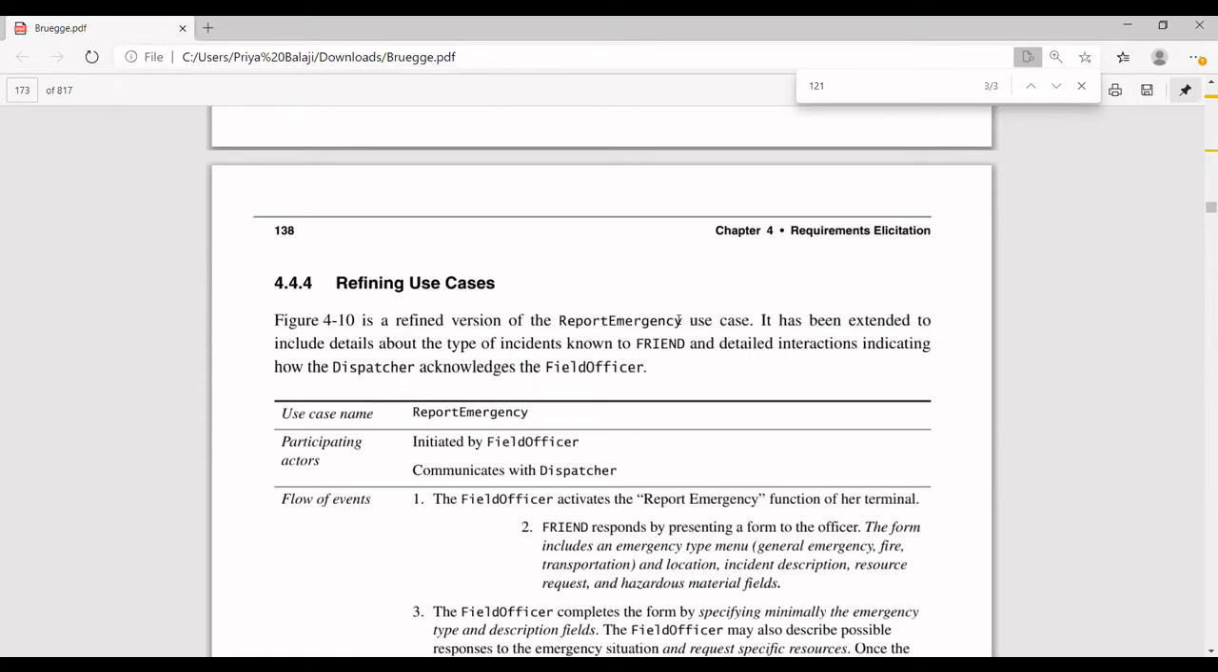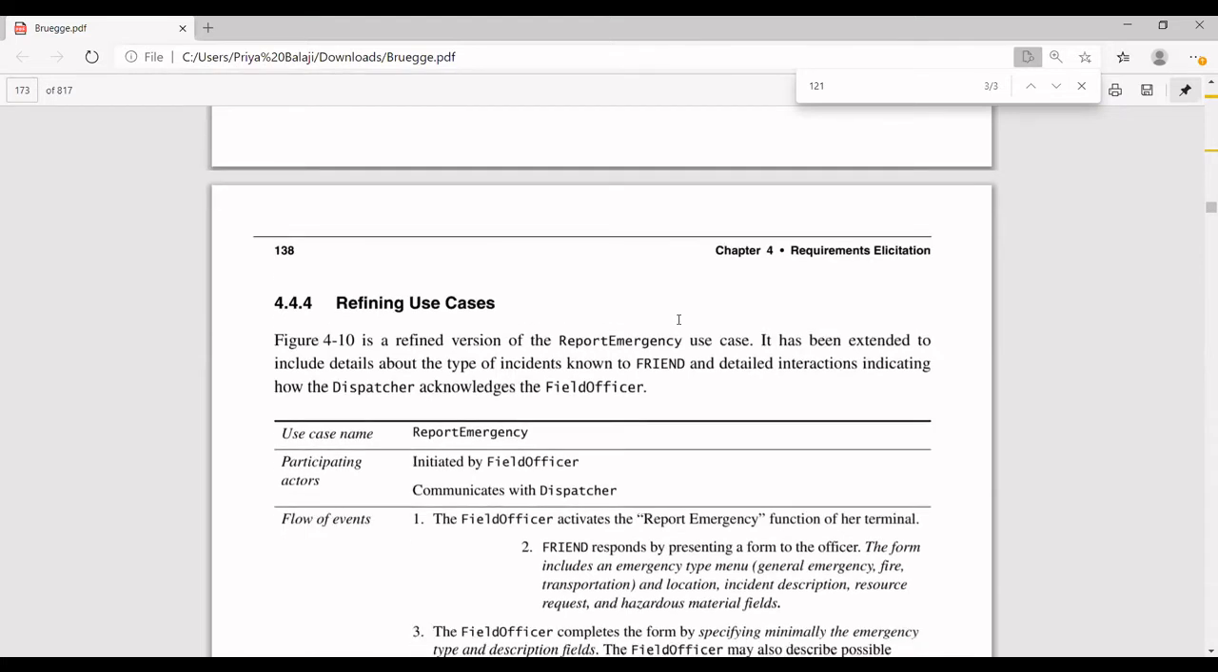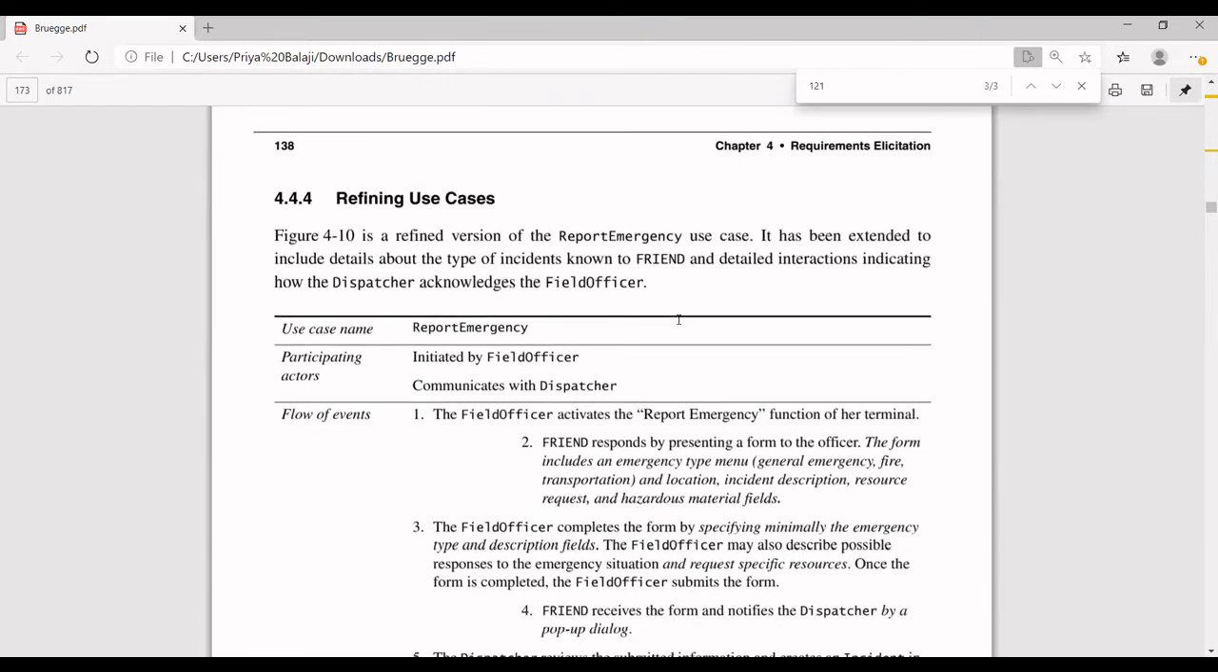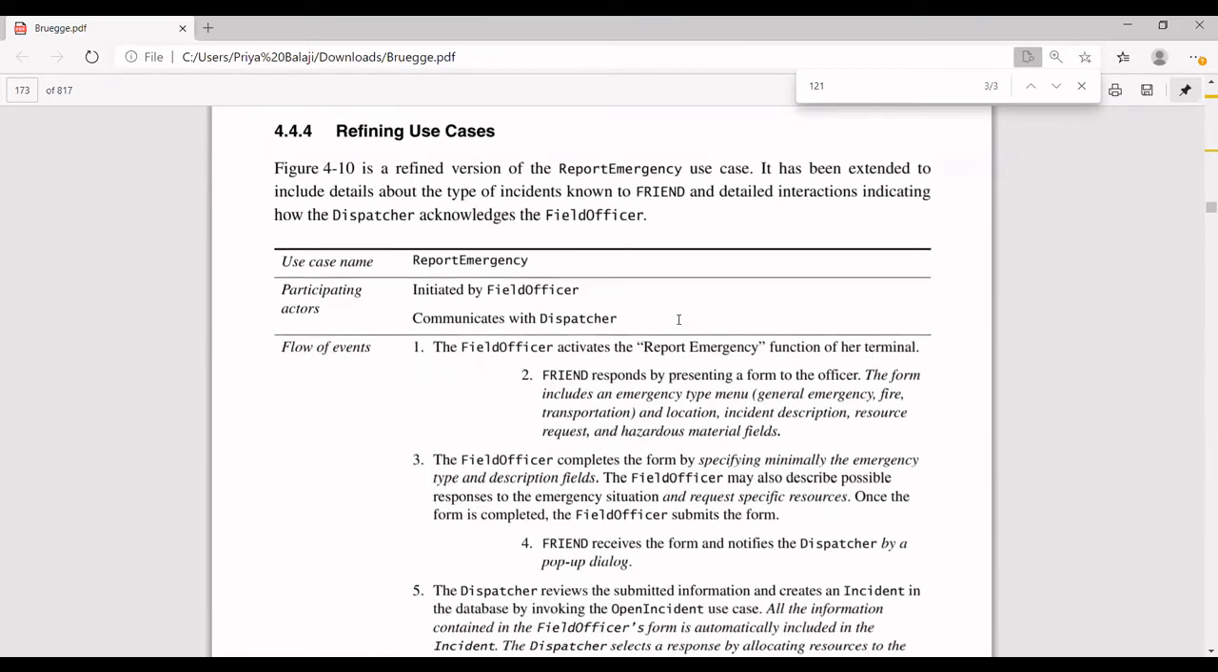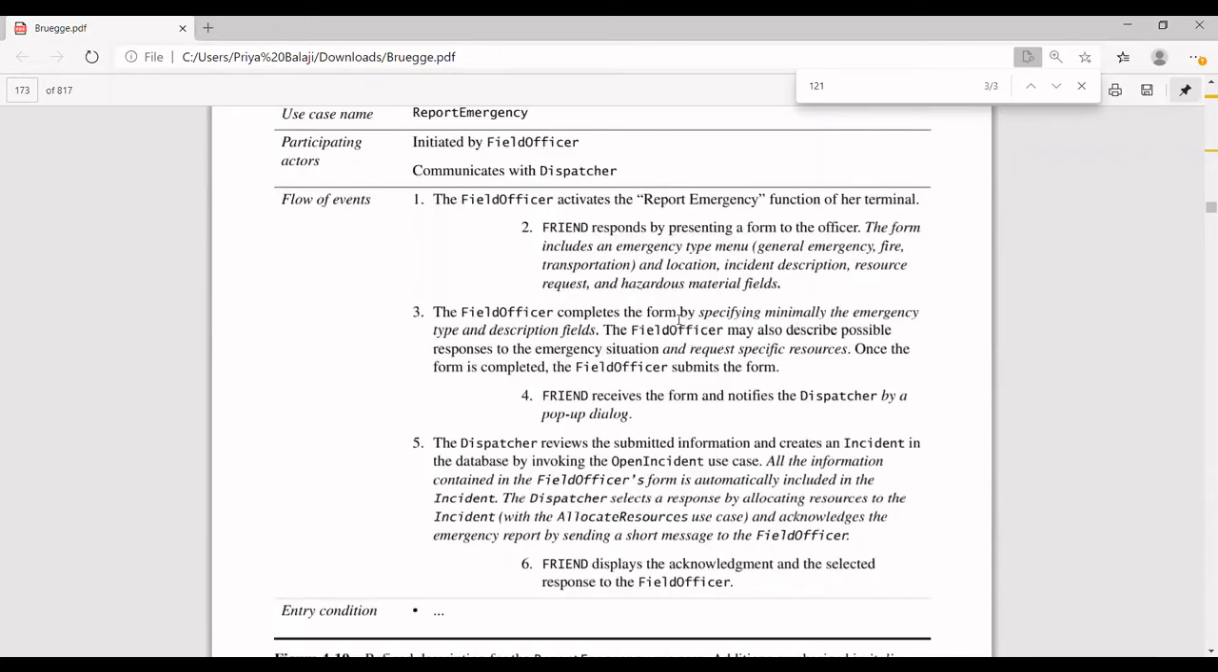So what might be inside the refining use cases? You can see here, the same example is given, but with a little change. Here, initiated by field officer, communicates with dispatcher. So here I'm going to refine the use cases.